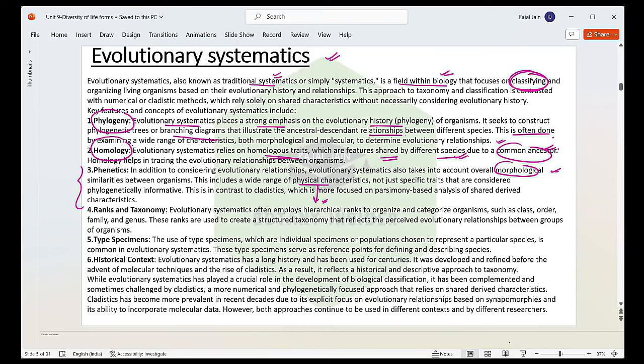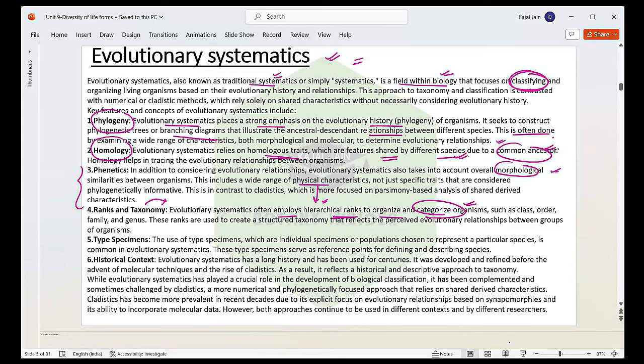Then you have ranks and taxonomy. This phylogenetic systematics will also help in giving the taxonomy, will also help in giving the rank to these organisms as well, right? So evolutionary systematics often employs hierarchical ranks to organize and categorize the organisms in class, order, family, or genus. We'll be focusing upon the systematics.